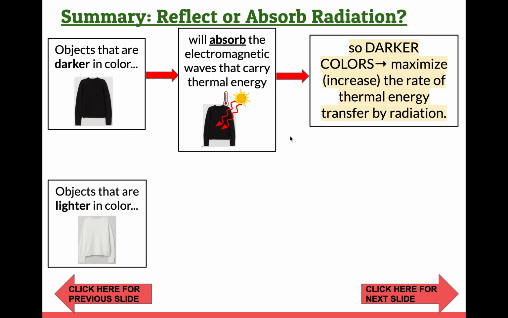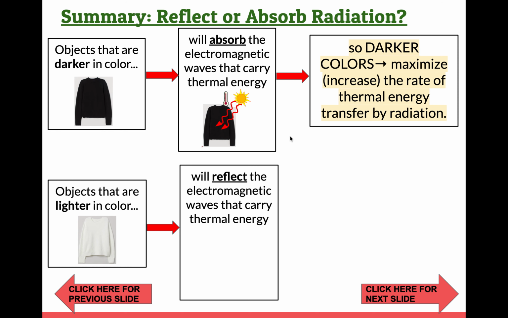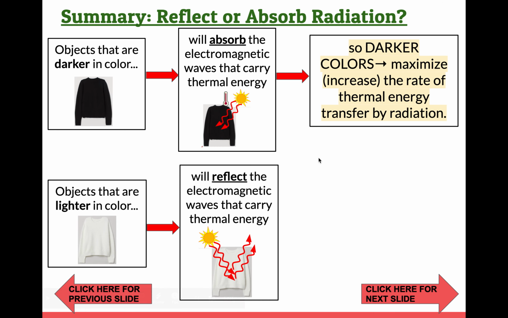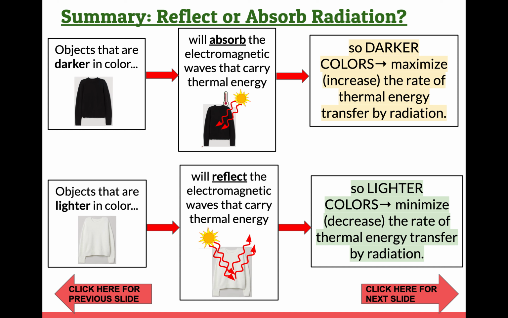Objects that are lighter in color will reflect. They will reflect the electromagnetic waves that carry thermal energy. The electromagnetic waves will bounce off, so lighter colors will minimize. They will decrease and slow down the rate of thermal energy transfer by radiation.